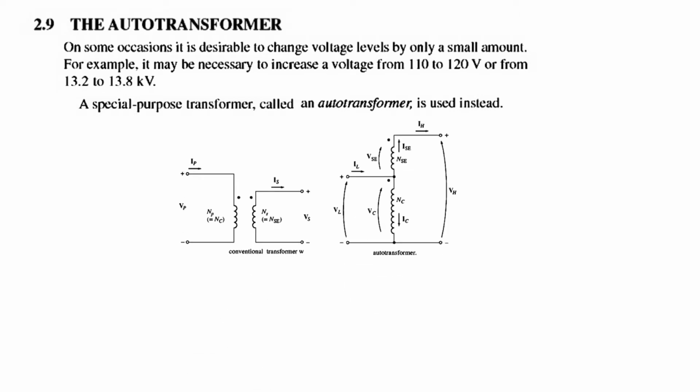And the basic concept is, now this is the normal transformer. You see, you have a primary winding and we have a secondary winding. Now if we take this one and mount it at the top, we'll get this circuit, and this circuit will now be called an autotransformer.